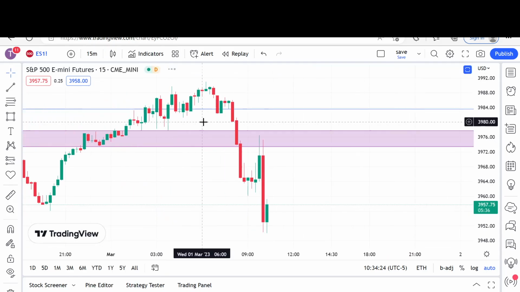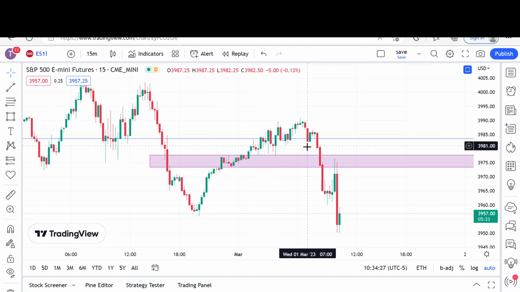Now let's go down to the 15-minute. We topped out, and boom, we get a nice displacement lower, right? And then that's where we actually broke the swing low. So, I mean, you might not have gotten an entry on it if you were waiting for that.